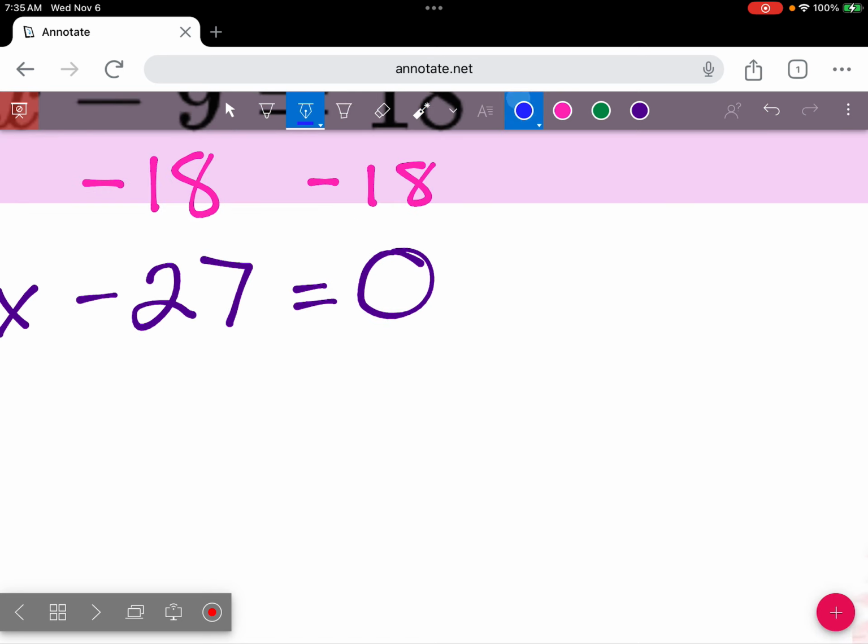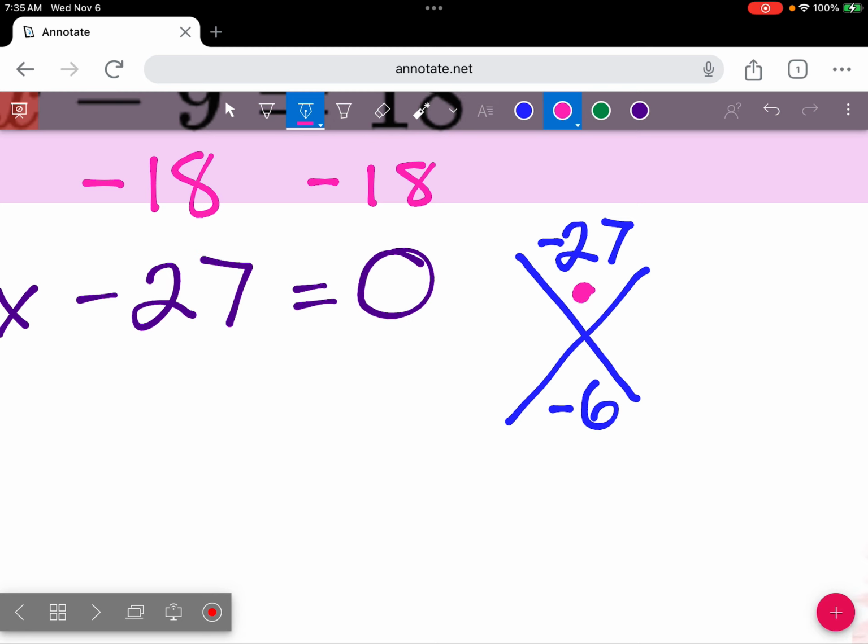So, we're ready to factor it. Let's find our pair of numbers that helps us. Our a times c. My a is 1. My c is negative 27. So, we're at negative 27. And we need it to add to b. So, we need a pair of numbers that multiplies to make negative 27 and adds to make negative 6. What set of numbers will multiply to make negative 27 and add to make negative 6?